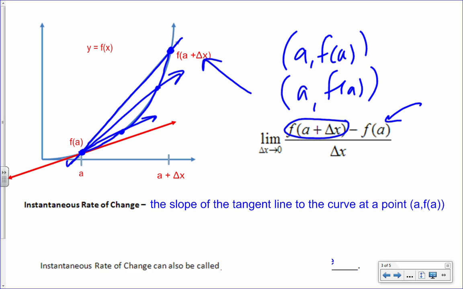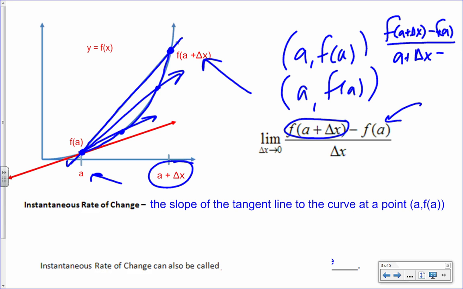Because the change in y is f of a plus delta x minus f of a, right? And the other one is the first x value minus that one, so a plus delta x minus a. Okay. But here's a huge problem. What value do I really want to try and substitute in right there? 0. Because I want the change in x to be nothing, right? I want to reel it back in. That's what that means, the change in x to be nothing.